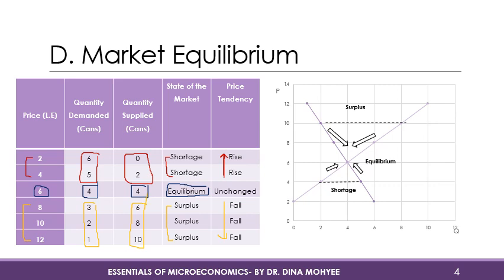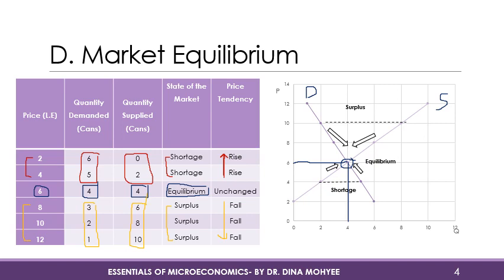By looking at the equilibrium graphically, we can find that the equilibrium is reached at the point of intersection between the supply curve and the demand curve. At this point of intersection, we can see that the equilibrium price is 6 and the equilibrium quantity is 4. Both supply and demand are equal at this price.